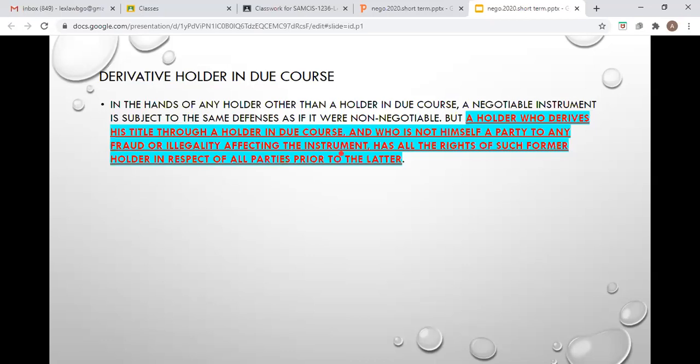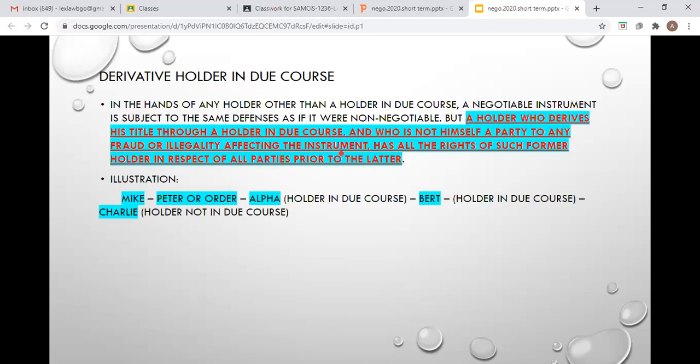Okay? Now, to be qualified as a derivative holder in due course, firstly, holder not in due course ka, syempre. Pangalawa, you should not be a party in causing any defect in the instrument. Because if you have been a party in causing such defect, then you will now be disqualified from becoming a derivative holder in due course.